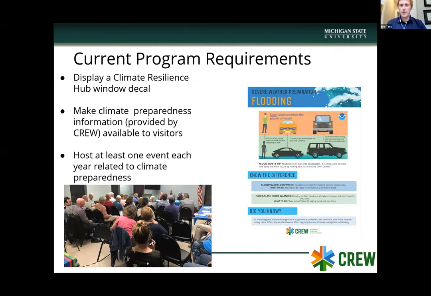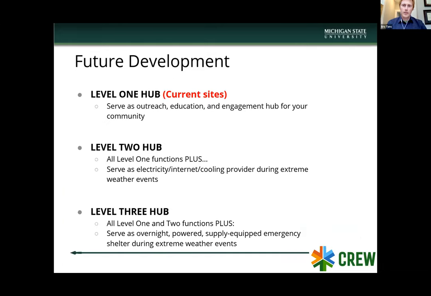So the program requirements for hubs are fairly simple. You will need to display a window decal at the building's entrance, provide information on climate change and extreme weather to the public, and host at least one event each year on climate preparedness. And CREW supplies informational flyers to share with the public in both print and online formats. All hubs are currently at the level one level, but CREW plans to introduce additional levels in the near future.